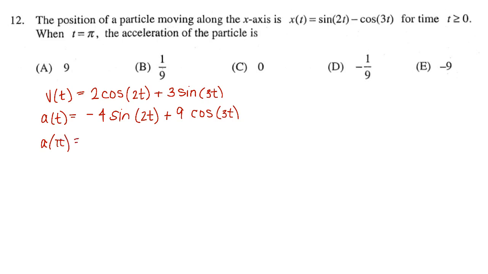So if I plug in pi here, that's going to be negative 4 times sine of 2 pi, which is 0, plus 9 times cosine of 3 pi, which is negative 1. And so it looks like I'm going to get an answer of negative 9, which is answer choice E.